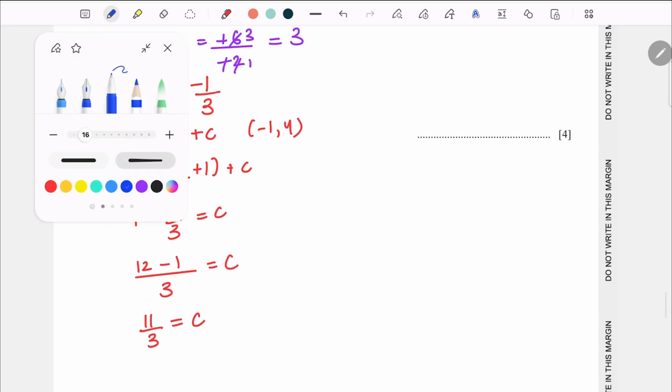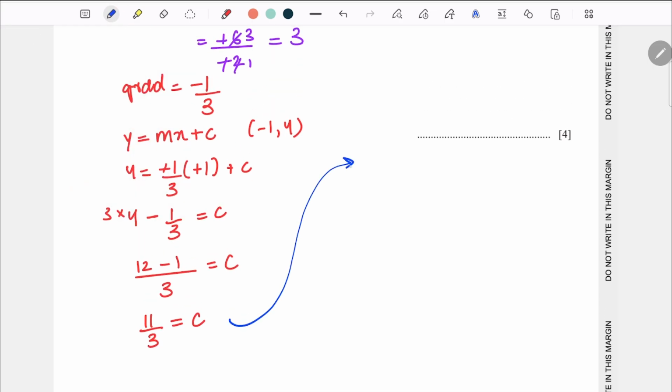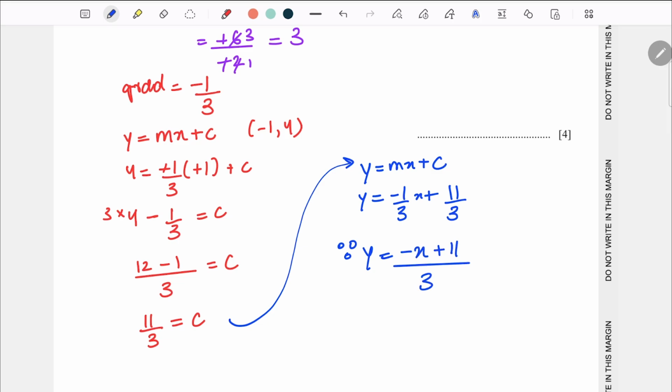If I put all these values in the final equation, it will be y is equal to mx plus c, where m is negative 1 over 3 and c is 11 over 3. So the final equation is going to be y is equal to minus x plus 11, all divided by 3.